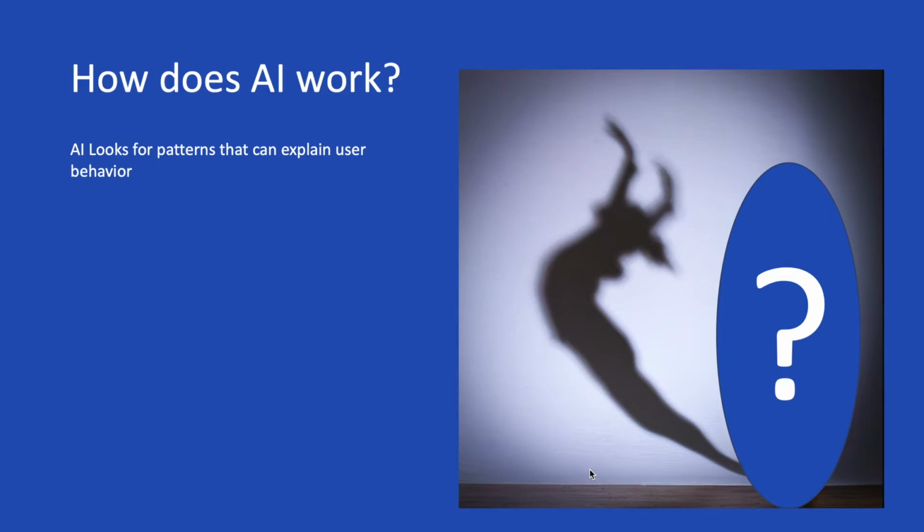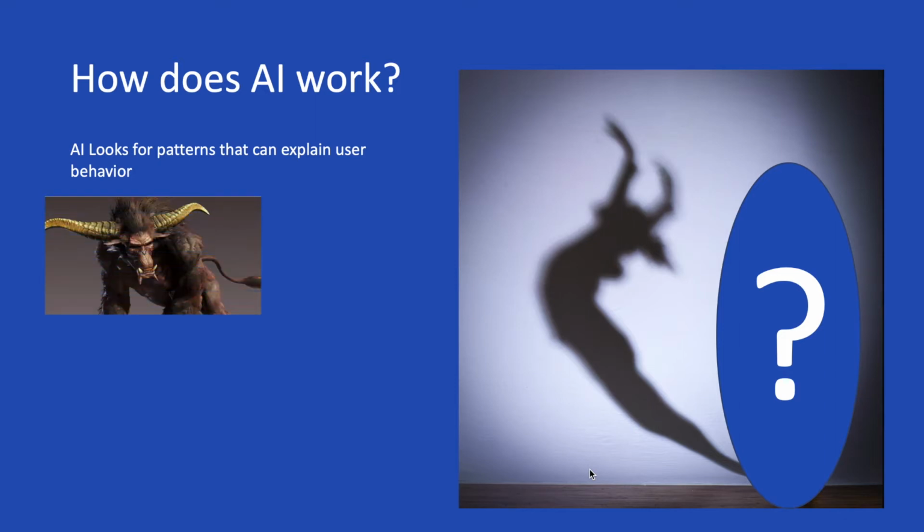I'm here to tell you now about how AI works. We'll do this by showing you an example. First of all, you should know that AI looks for patterns that can explain user behavior. And what does that mean, to be more precise? If you look at the picture that you can see on the screen here, then it is a shadow of something, but what?